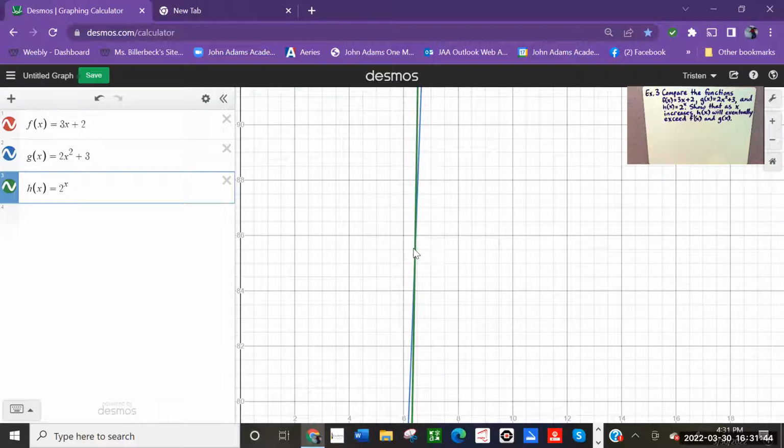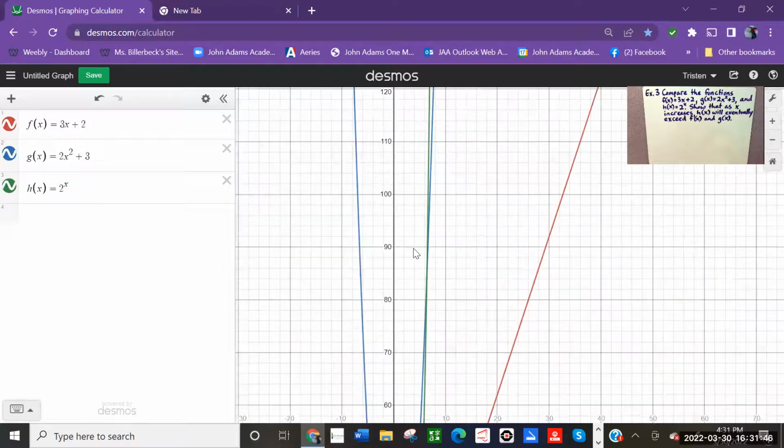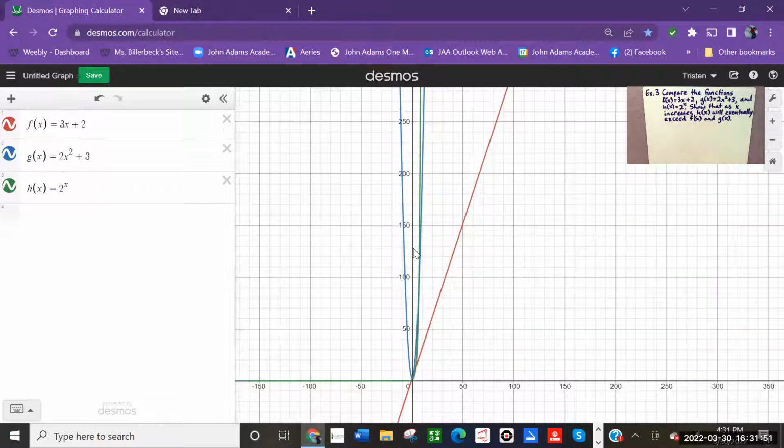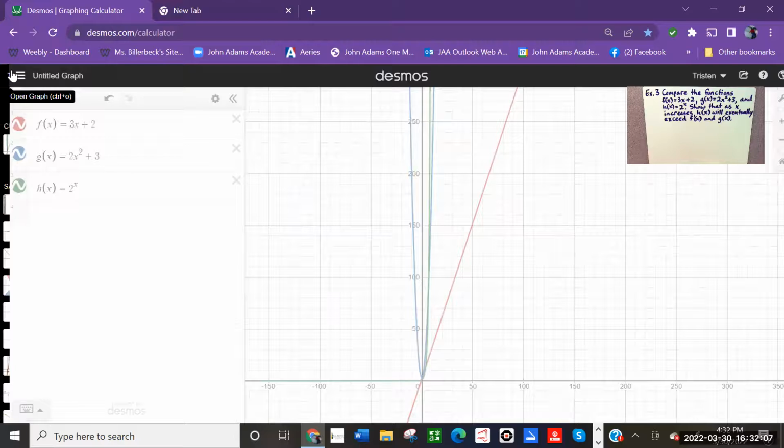So exponentials go to infinity and beyond. So that is what all three of them look like. So we can see the green exponential right here is surpassing both of them. Okay, so let's go and take a look at regression formulas one more time.